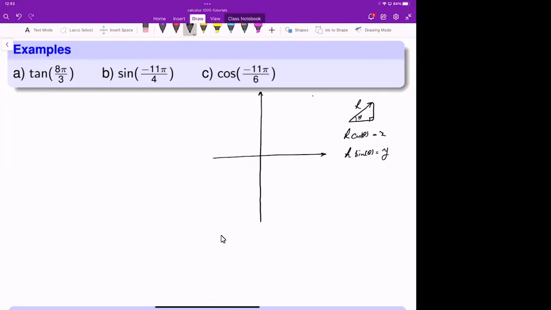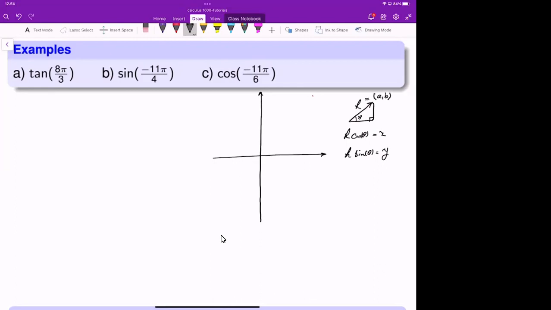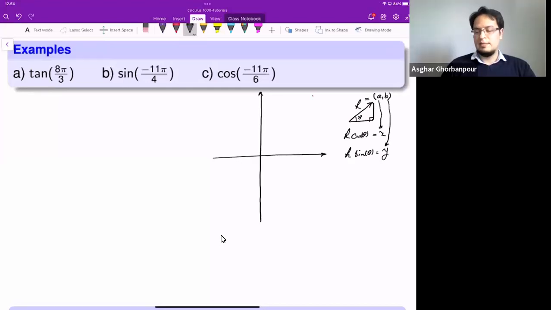Yes, but I don't have the angle. Would I have to use... Oh, do you have the vector as like AB? Yes. Well, then that's x, that's y. Already they're given. The coordinates are already given.